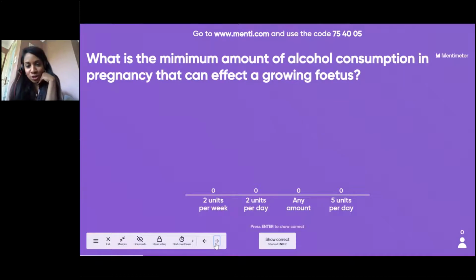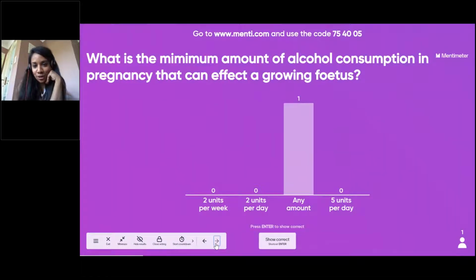So we've got another question now. Again, if you go to menti.com, put in the code 754005, which is at the top of the slide. I just wanted you to vote for this question. What is the minimum amount of alcohol consumption in pregnancy that can affect a growing fetus? It's all anonymous, so you don't have to worry. And because there's 40 of you, I'll give you some time.